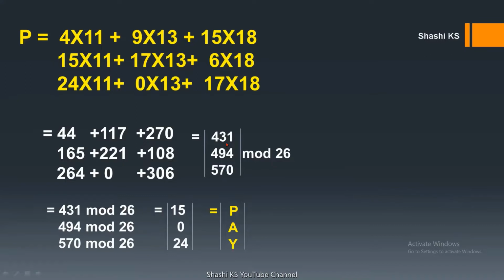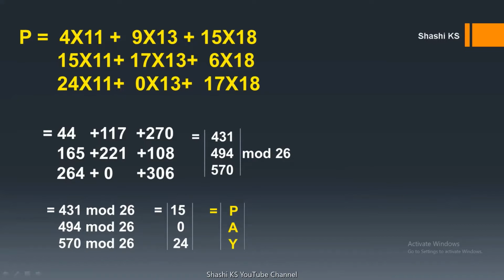When you do 431 mod 26, the remainder of the division operation would be 15. When you do 494 mod 26, the result would be 0. When you do 570 mod 26, the remainder would be 24. Then when you convert all of them to their alphabetic equivalent, you would be getting the value of 0 as A, the value of 24 as Y, and the value of 15 as the alphabetic character P. So finally, we have converted the ciphertext LNS back to our plain text PAY, and this is how decryption is done in your Hill cipher algorithm.